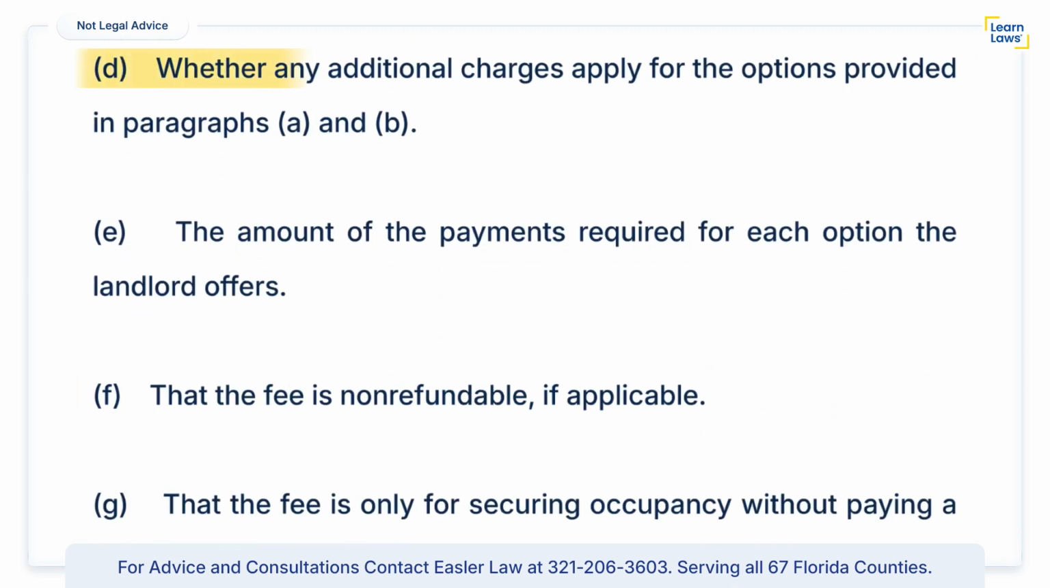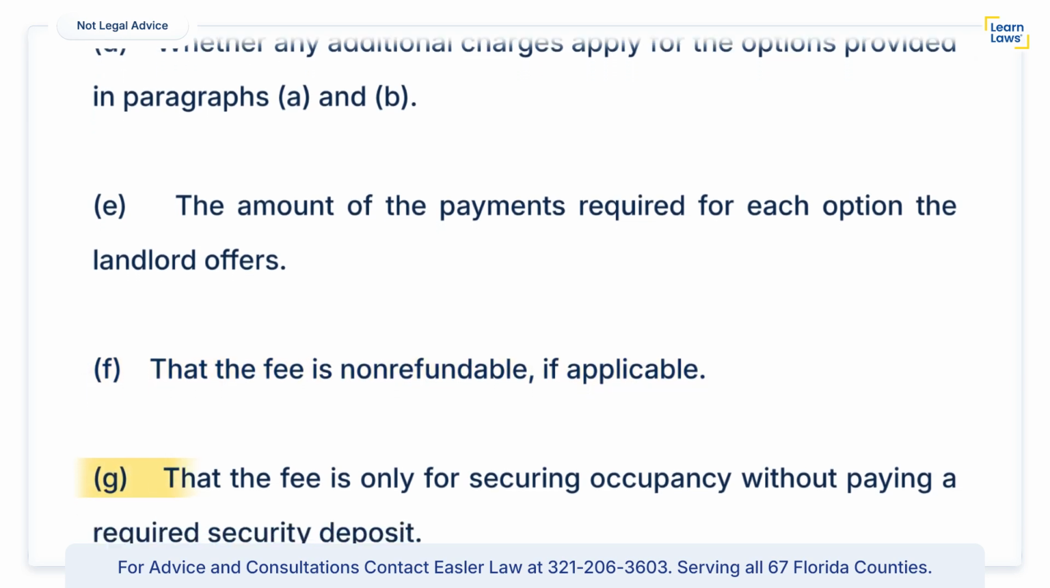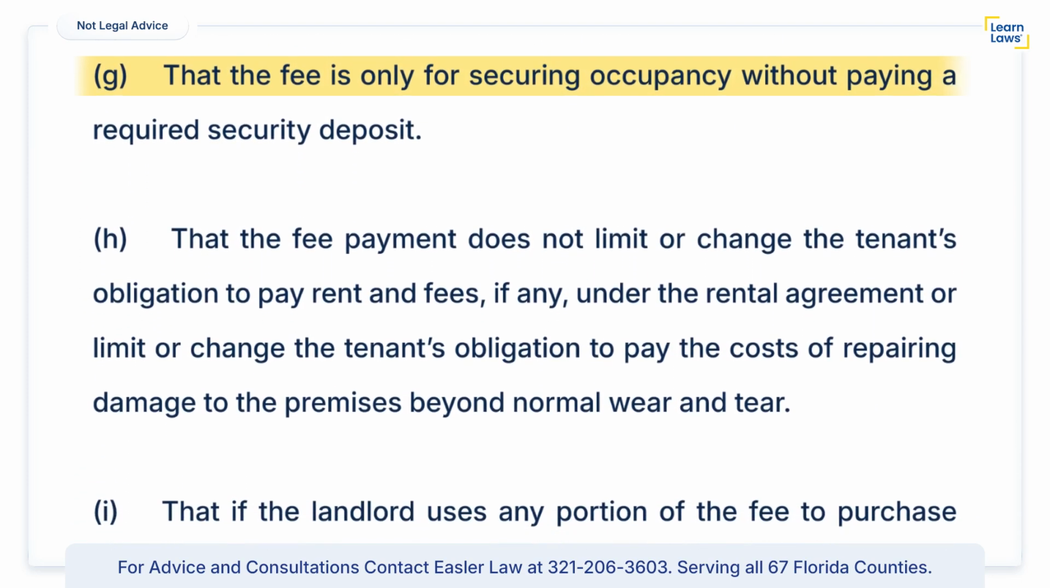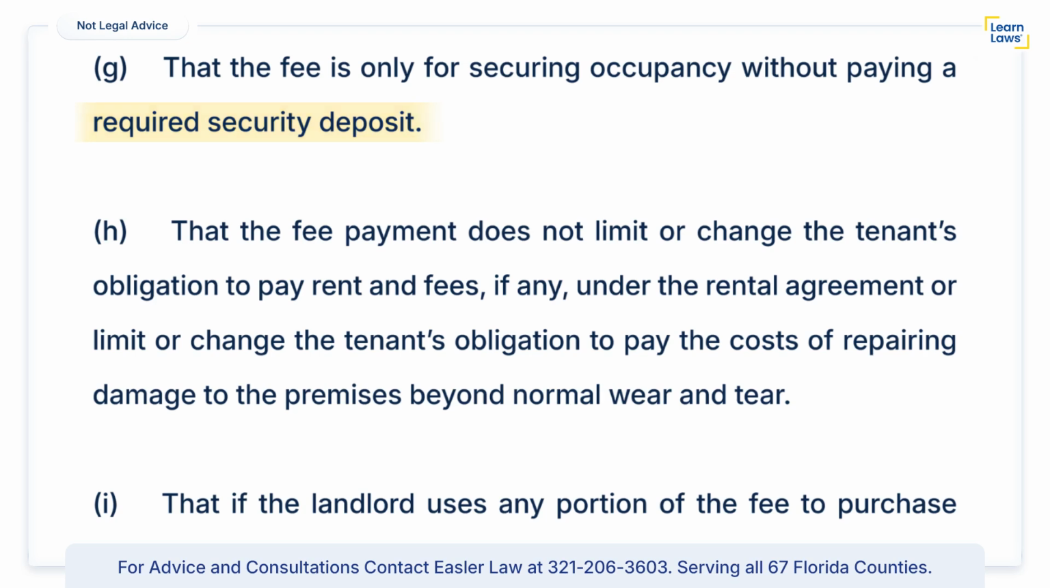D. Whether any additional charges apply for the options provided in paragraphs A and B. E. The amount of the payments required for each option the landlord offers. F. That the fee is non-refundable if applicable. G. That the fee is only for securing occupancy without paying a required security deposit. H. That the fee payment does not limit or change the tenant's obligation to pay rent and fees, if any, under the rental agreement or limit or change the tenant's obligation to pay the costs of repairing damage to the premises beyond normal wear and tear.